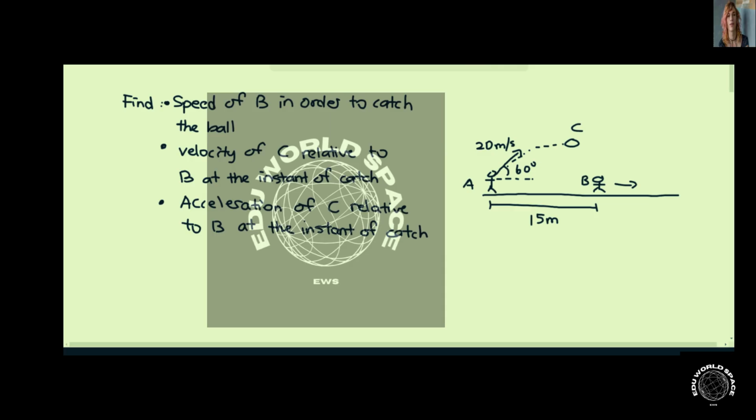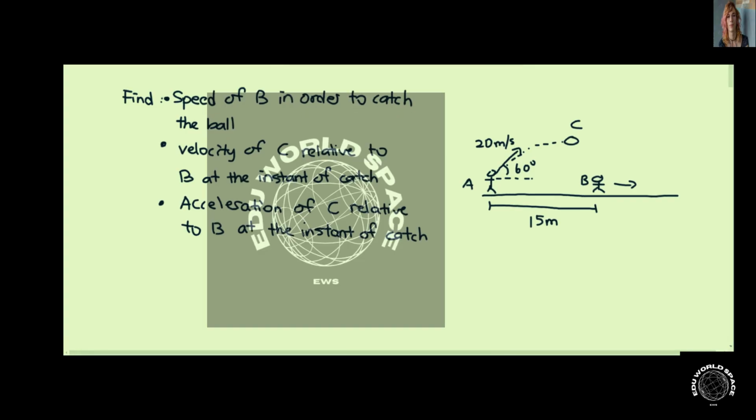Question, we have this situation. At this instance shown, A throws a football with an initial speed of 20 meters per second, 60 degrees from the horizontal. So ball C undergoes projectile motion.